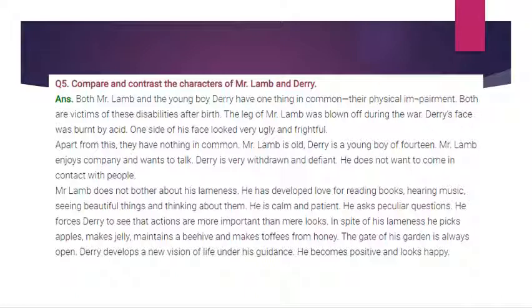Apart from this, they have nothing in common. Mr. Lamb is old. Derry is a young boy of 10. Mr. Lamb enjoys company and wants to talk. Derry is very withdrawn and defiant. He does not want to come in contact with people. Mr.